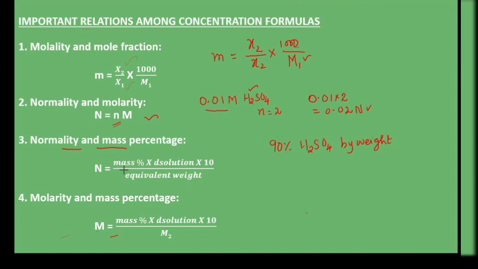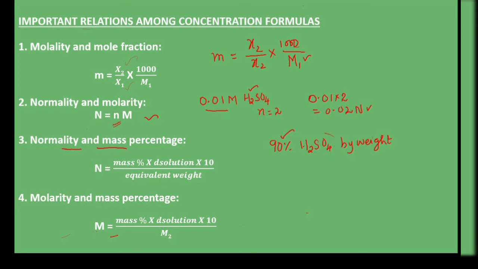In this formula, capital N, that is normality, is equal to mass percentage into density of solution into 10, divided by equivalent weight. So you can make use of the mass percentage 90 directly, and the density they would have given. Then into 10, and then what is the equivalent weight of sulfuric acid?